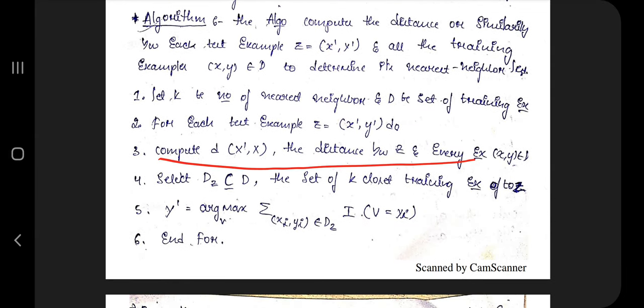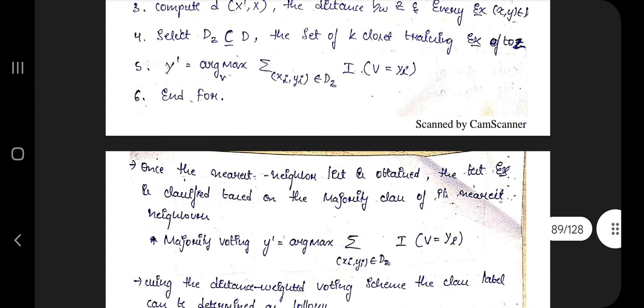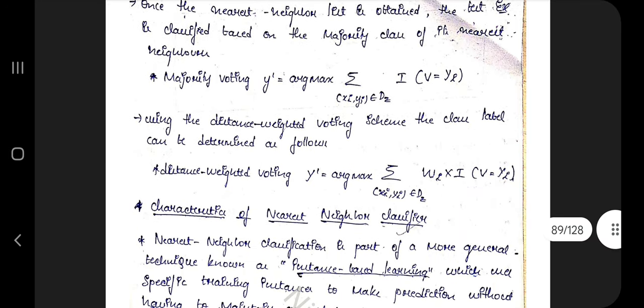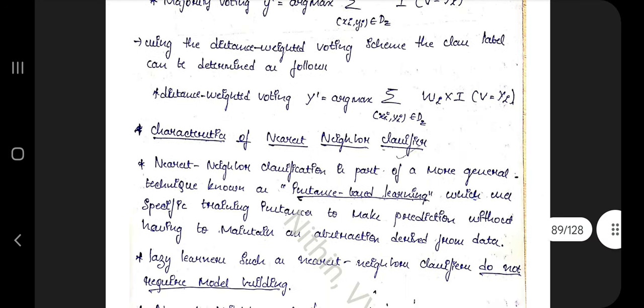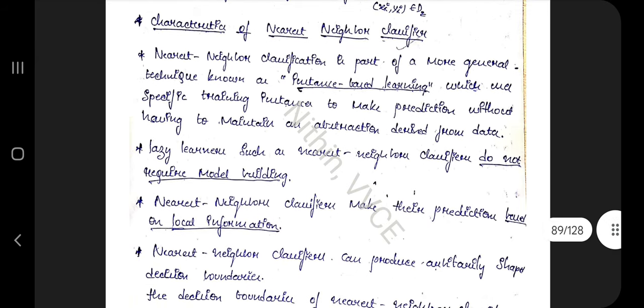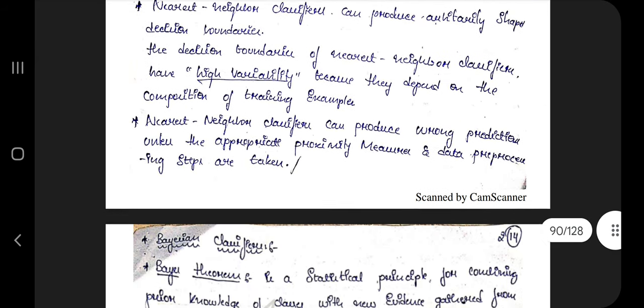Consider the whole set, calculate the distances between every x with respect to the other x, and wherever you get the closest one, form a cluster. Okay, that's the algorithm present here. Very simple one, and some more information is given. The basic thing you need to know is the algorithm very well, that's more important. Here are the characteristics, you can go through them easily.